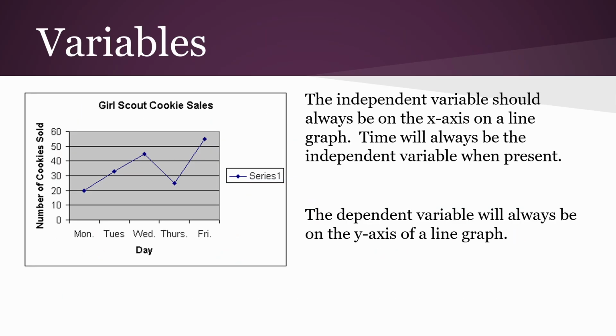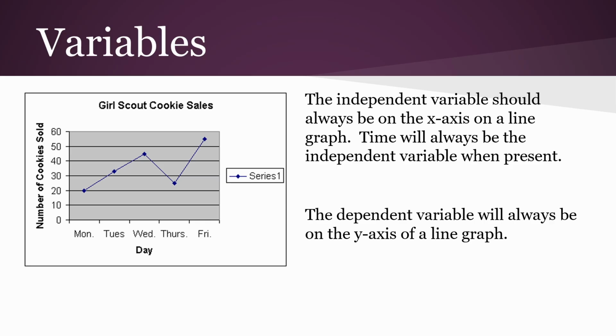Variables. We talked about the variables. We need to talk about them again. Variables in line graphs are very important. Independent, the thing that I change, is going to be on the x-axis, which is the horizontal axis. It says day. When time is one of the variables, time will be the independent variable. It goes on the x-axis. The dependent variable is the thing that goes on the y-axis, which is the vertical axis.